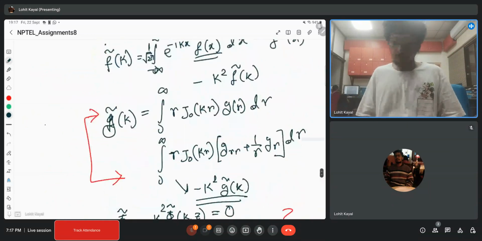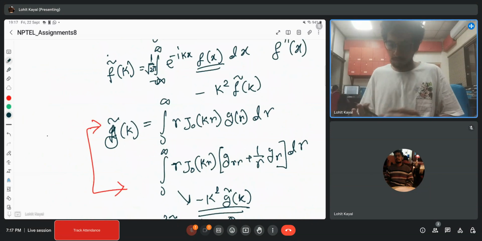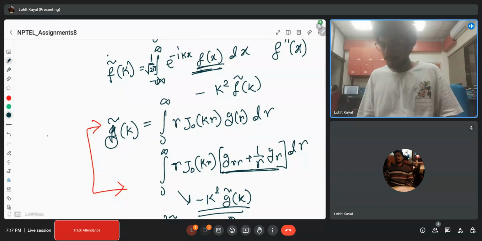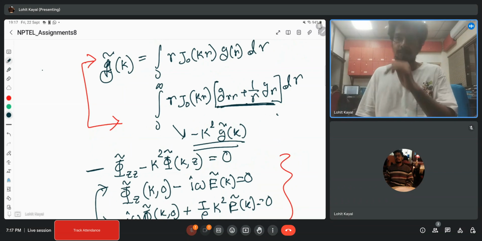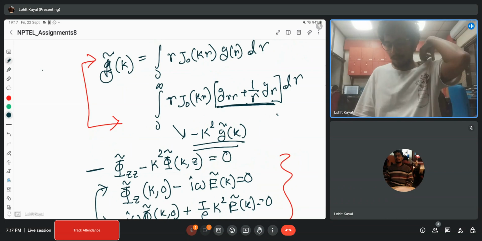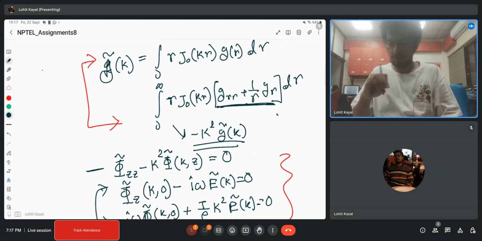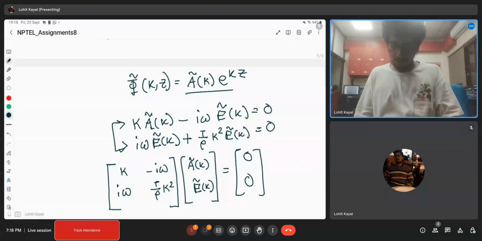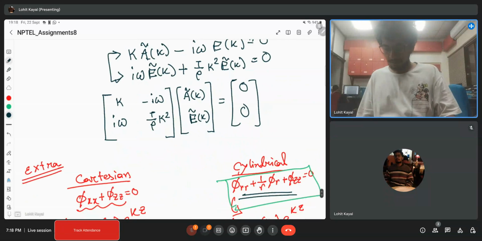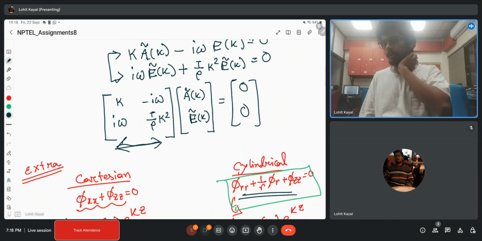So far I haven't used too many things regarding the cylindrical geometry. Only the fact that the second derivative converted to this form, and its Hankel transform is similar to the Fourier transform, minus k square g tilde of k. This is the one important criterion of the cylindrical geometry that I have used so far. Other things are similar to the Cartesian case. So now if you have equations like this, to get a non-trivial solution you need to calculate the determinant of the system, which will give you the eigenvalue.